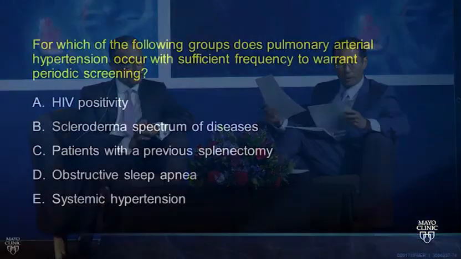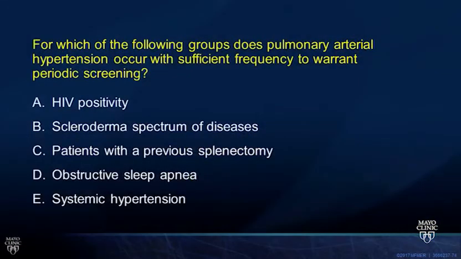For which of the following groups does pulmonary arterial hypertension occur with sufficient frequency in the person who does not have pulmonary hypertension to warrant periodic screening? Positive HIV, scleroderma, previous splenectomy, sleep-disordered breathing, or systemic hypertension? And this is going to be 95%.